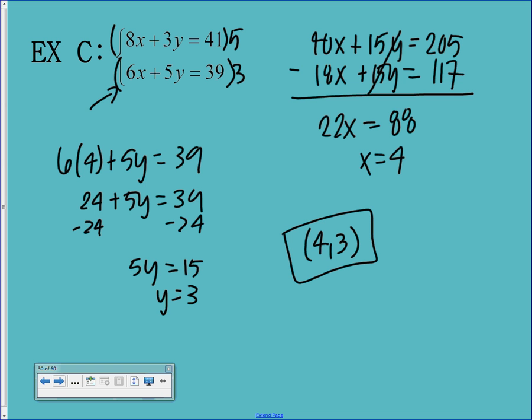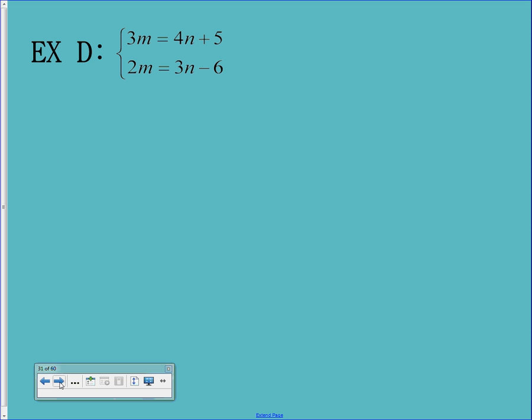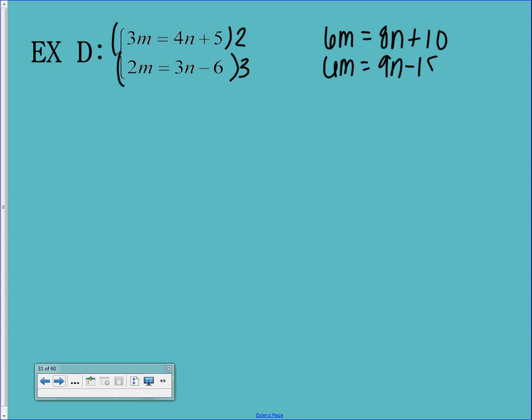Okay, so let's try another one. Example D. It looks different, but keeping in mind, all you need are the variables and the equal signs to be in line. So my m's are in line, my equals, my n's, and my numbers. So I still need either the m's or the n's to cancel. So I will multiply this top row by 2, leaving me with 6m equals 8n plus 10, and my bottom row by 3, so that'll give me 6m equals 9n minus 18.